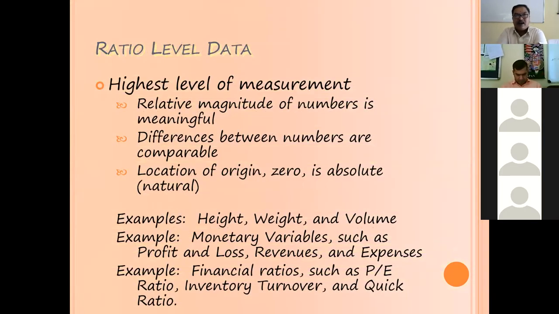The last type of the data is the ratio level data. The ratio level data is the highest level of measurement data. The relative magnitude of numbers is meaningful. Differences between numbers are comparable. The location of origin is 0, is absolute, and these are natural numbers. You can add, subtract, multiply, divide, you can do anything. The ratio scale data is the highest level of measurement data. You can use it for any purposes.